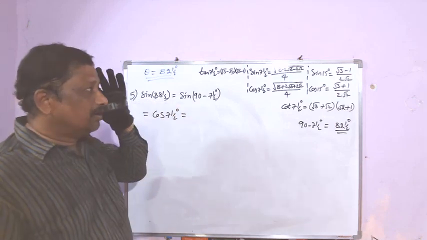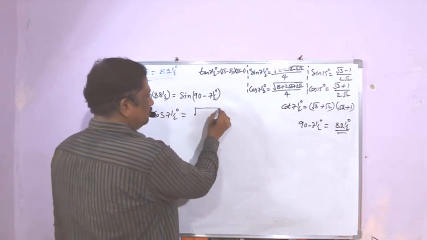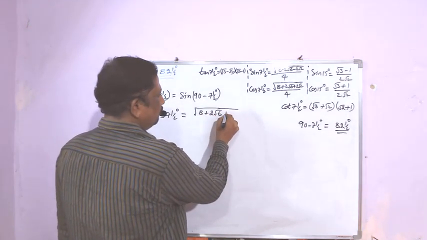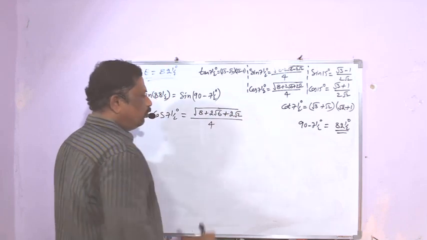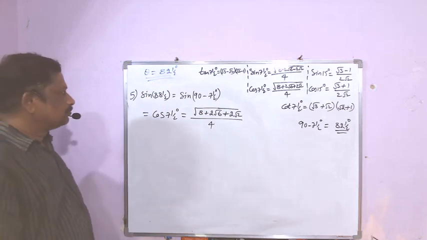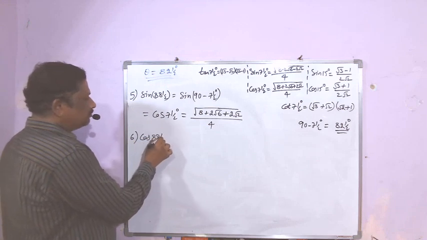What is the cos 7.5 degrees value? Already we solved that one. So it is under root 8 plus 2 root 6 plus 2 root 2, all divided by 4. Okay, clear? Next, sixth one, cos 82.5 degrees.